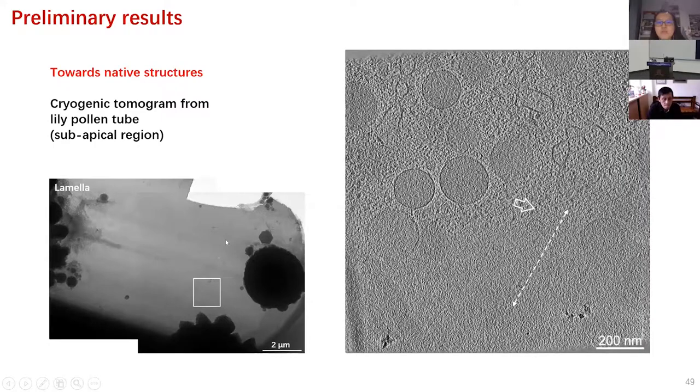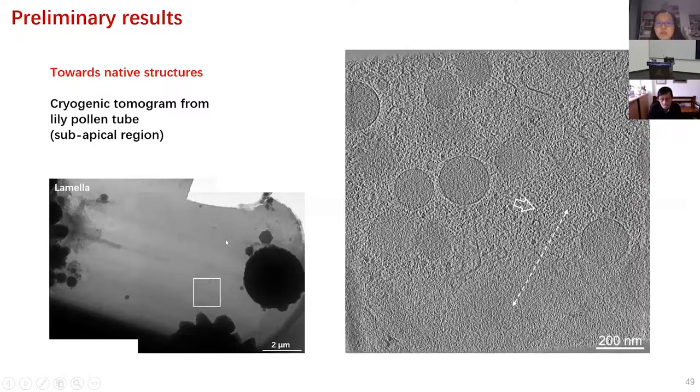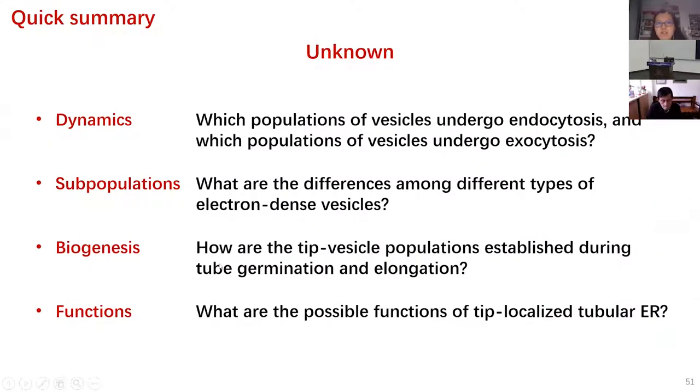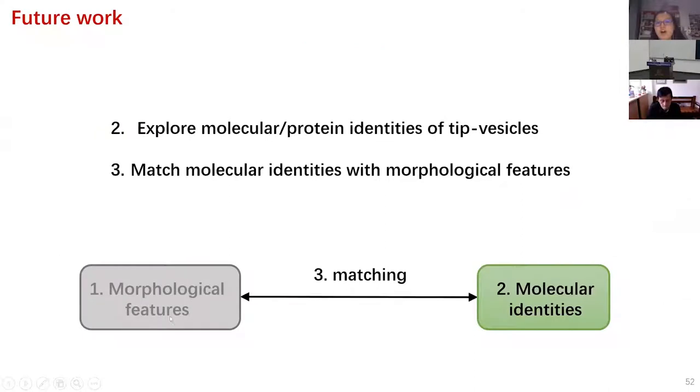So, a quick summary. What we have known from current data is that tip vesicles of fast growing pollen tubes are heterogeneous. Based on these data, we can further ask questions in terms of dynamic subpopulations, biogenesis, and their functions. The remaining two tasks are molecular identities and the matching.